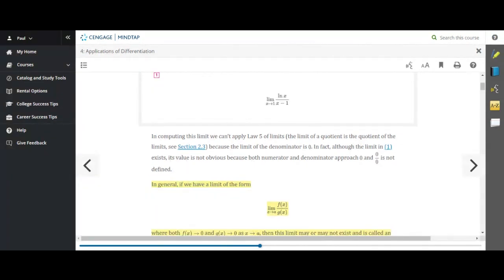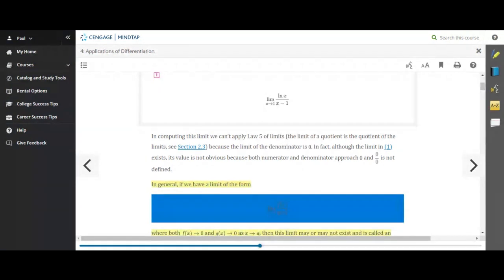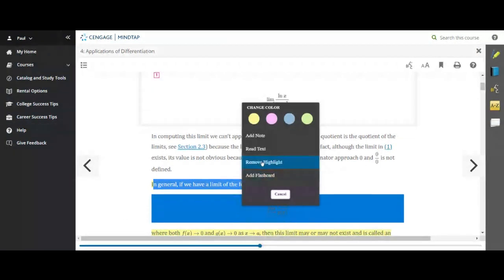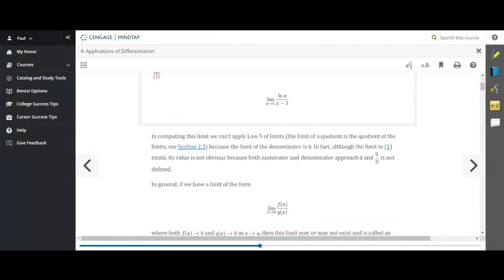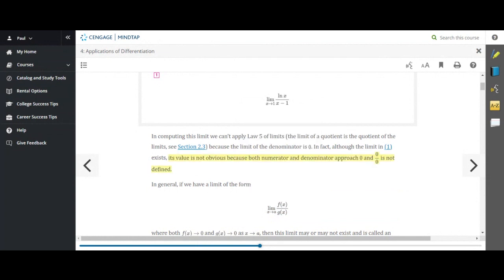In other words, the value of this limit of the natural log of x over x minus 1 as x approaches 1 is not obvious, because both the numerator and denominator approach 0, and 0 divided by 0 is simply not defined. And yet these kind of limits we need to try to find.